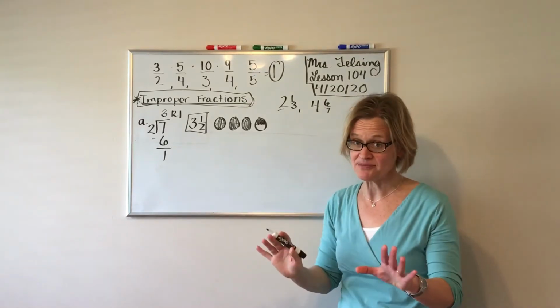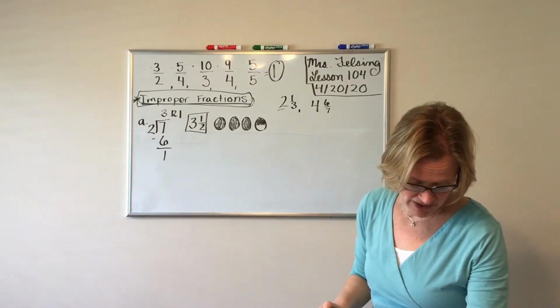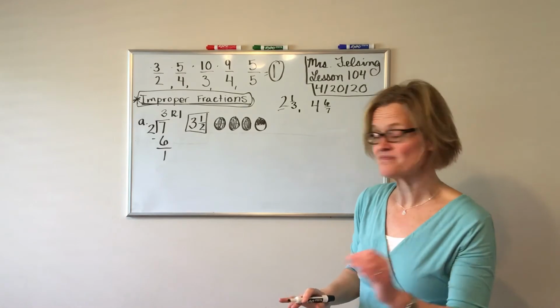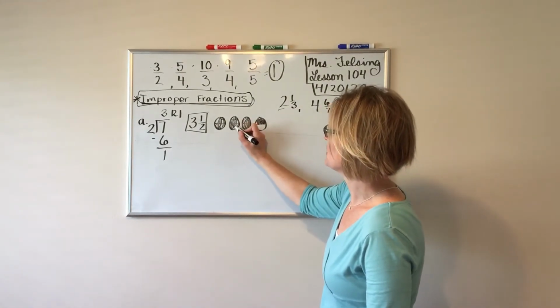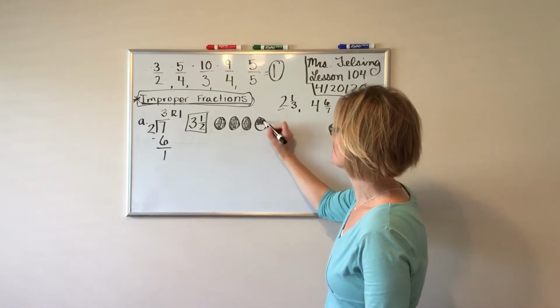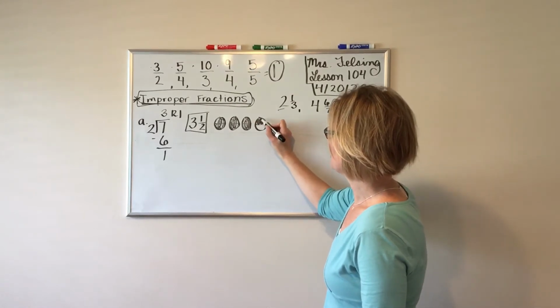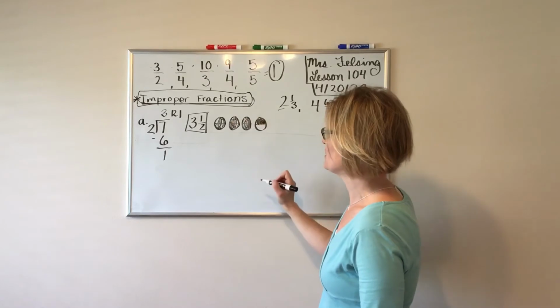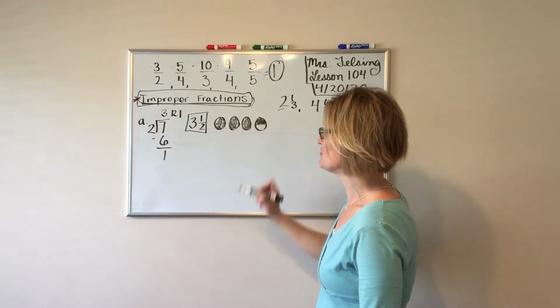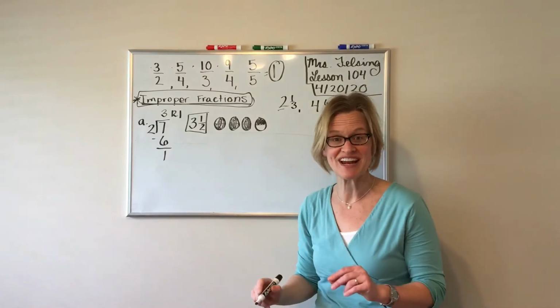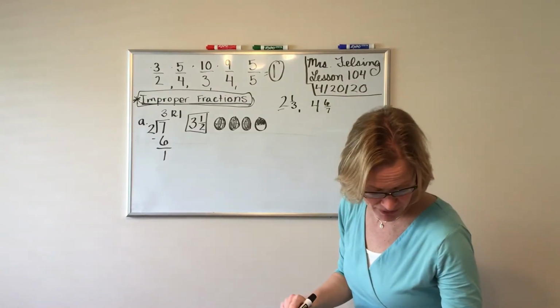Now to check it, we need to go back. So letter A said 7 halves. So let's count. 1, 2, 3, 4, 5, 6, 7. And these were divided. So this would be correct because 7 of these are colored in and they are all divided into 2, which is 7 halves. So let's try letter B.